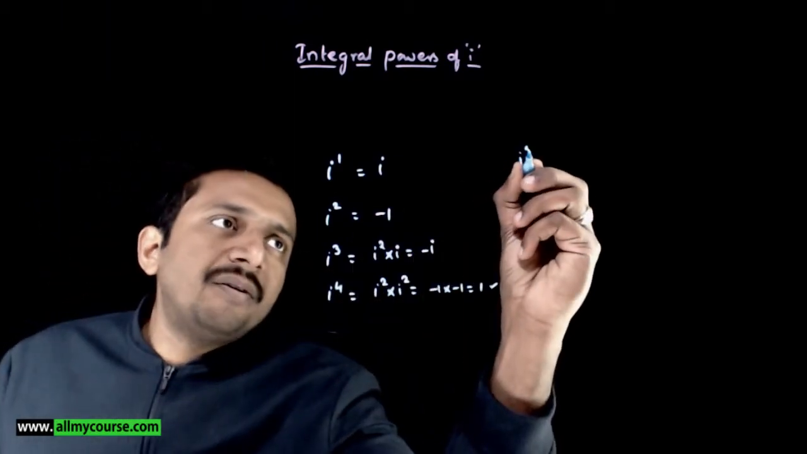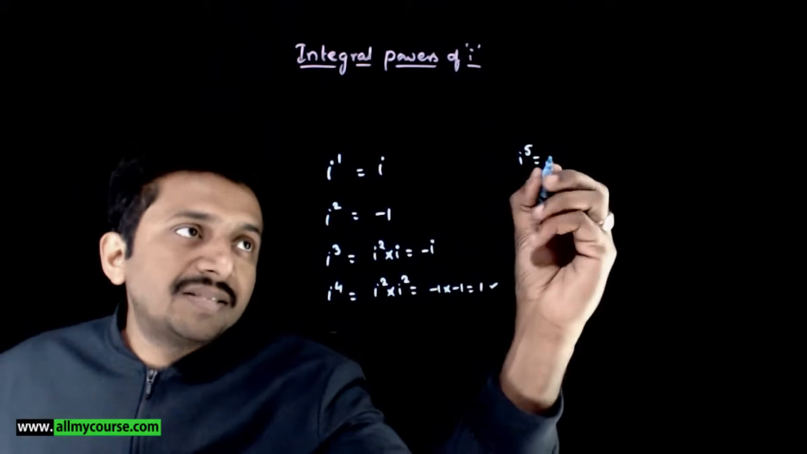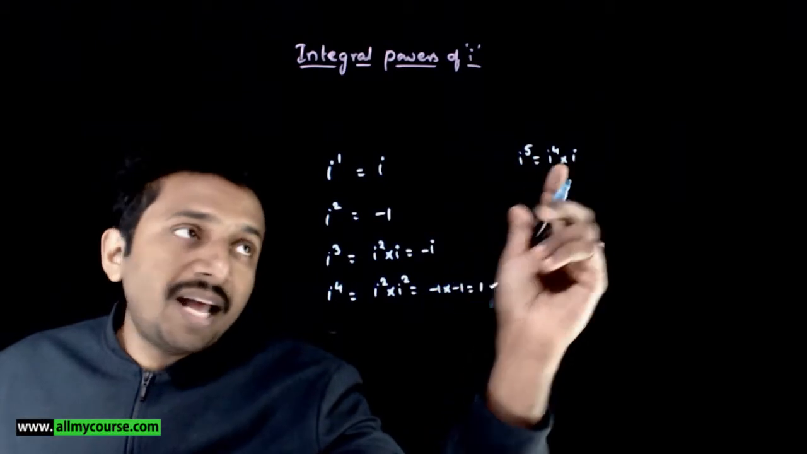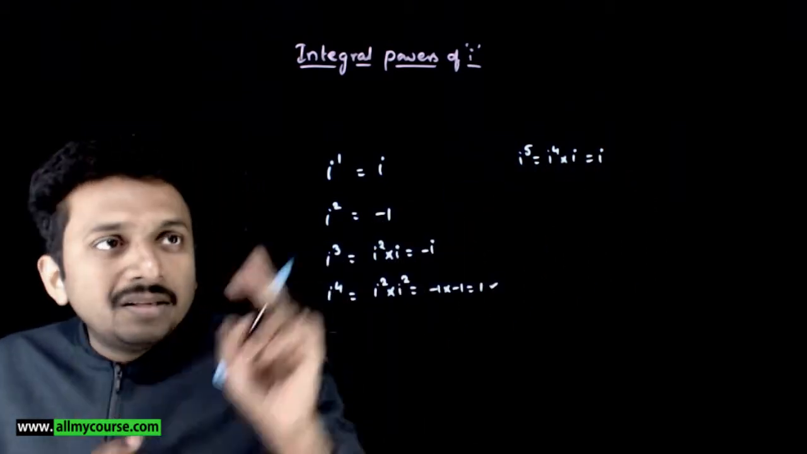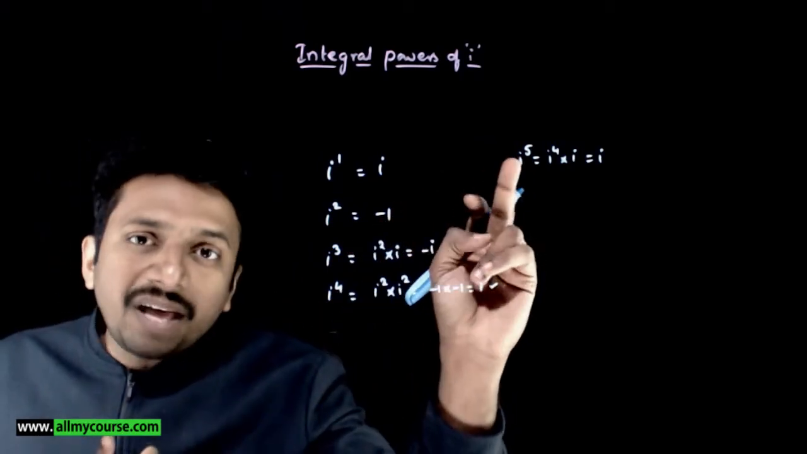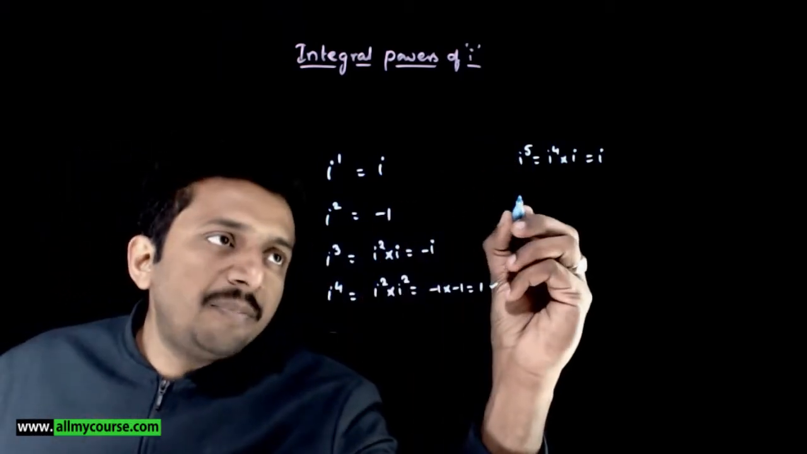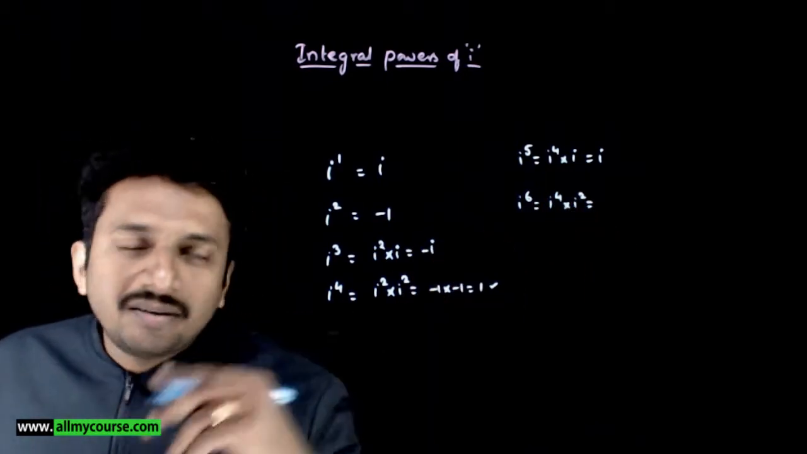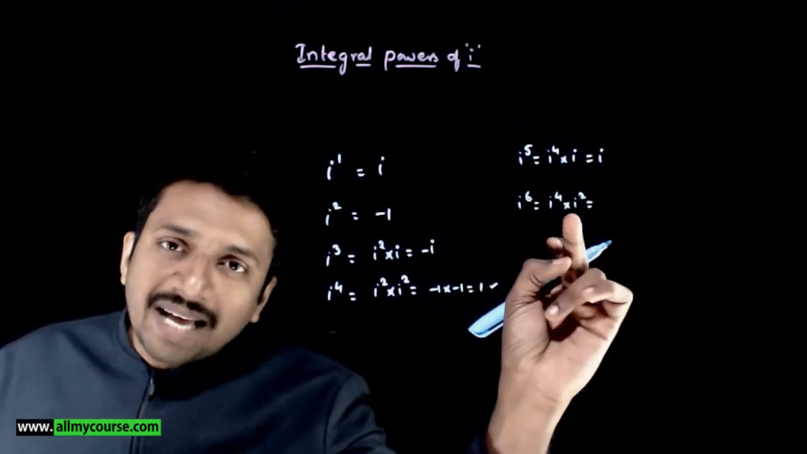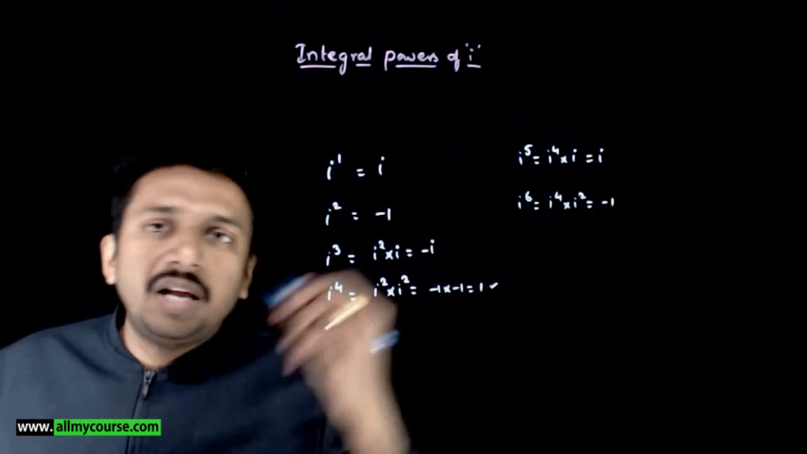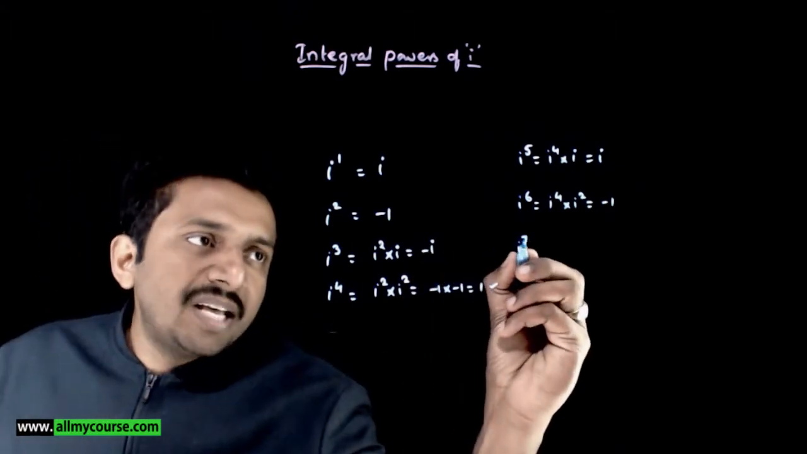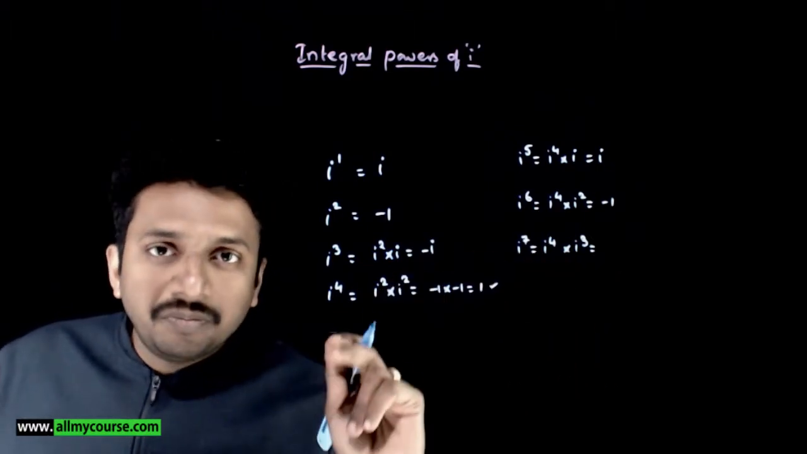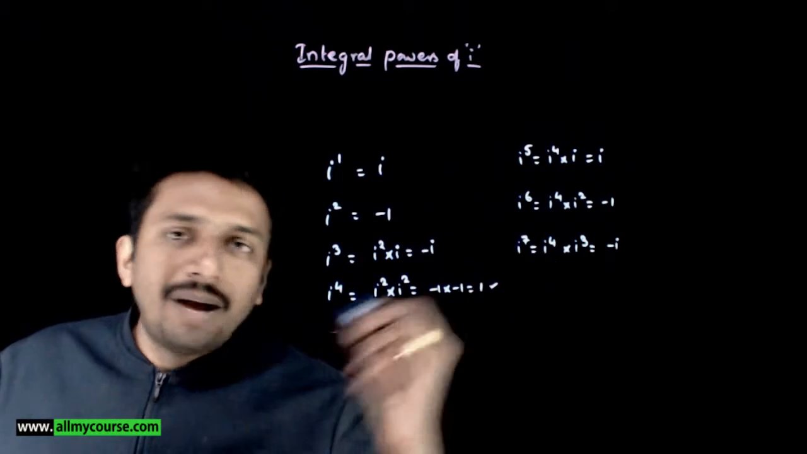Now if you have i power 5, i power 5 can be written as i power 4 times i, and i power 4 is 1. So 1 times i is again equal to i. So i power 1 is equal to i power 5, which is also equal to i. Next, if you have i power 6, i power 6 can be written as i power 4 times i square. So i power 4 is 1 times i square, which is equal to i square, which is equal to minus 1. And i power 7 is nothing but i power 4 times i cube. 1 times i cube is the same as i cube, which is equal to minus i.